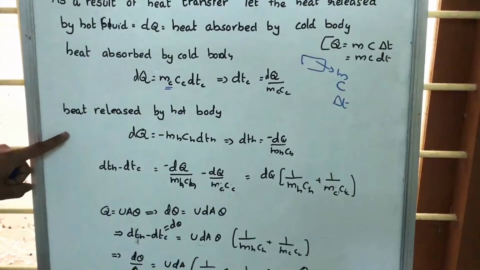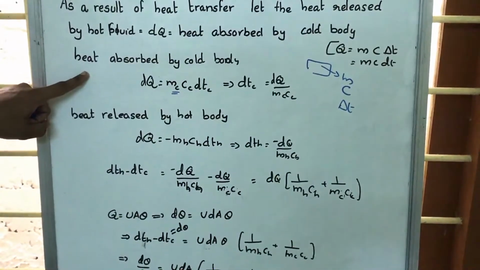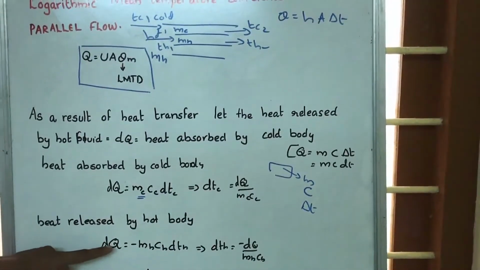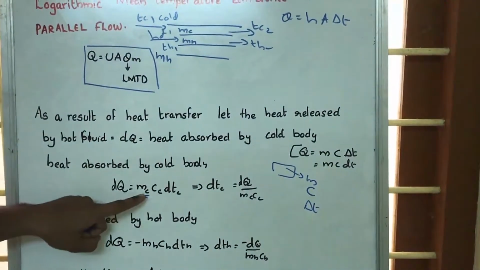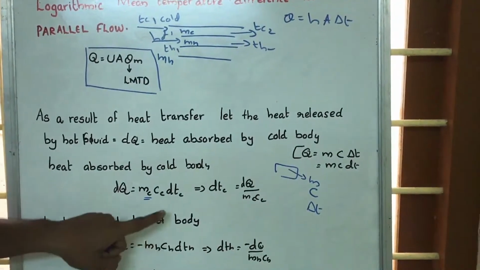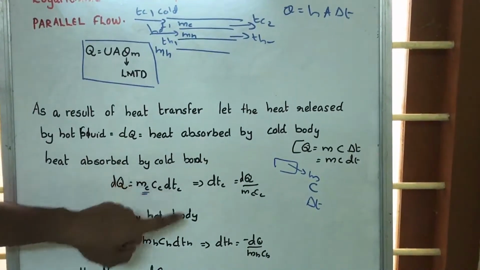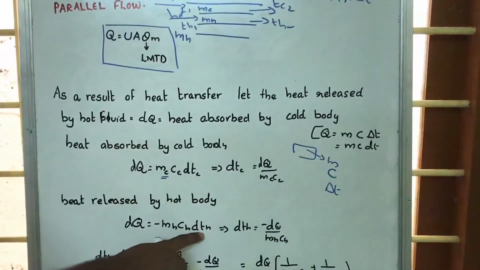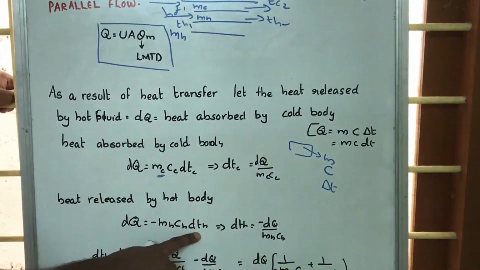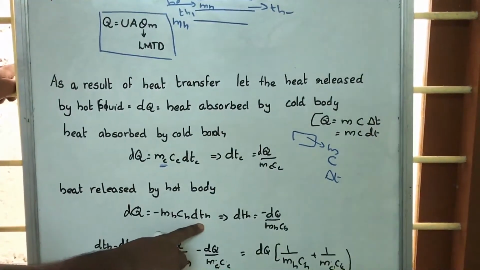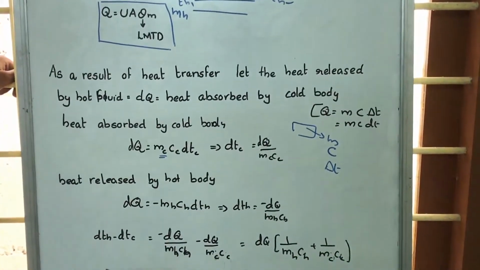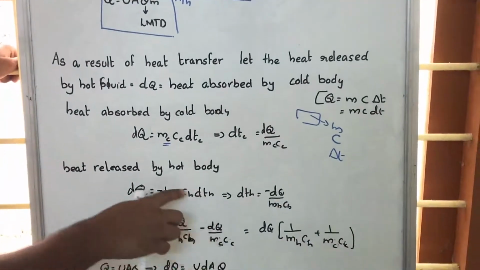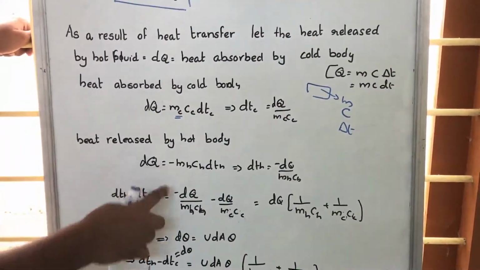Now this heat absorbed by the cold body is the same amount of heat that is released by the hot body. So heat released by the hot body is dq equal to, again instead of mc there is mh, instead of cc there is ch, instead of dTc there is dTh. And this negative symbol comes because dTh is actually the change in temperature. For a hot body, the change in temperature will be negative because it is releasing heat. So there will be a reduction in temperature. In order to denote that, we are putting a negative.